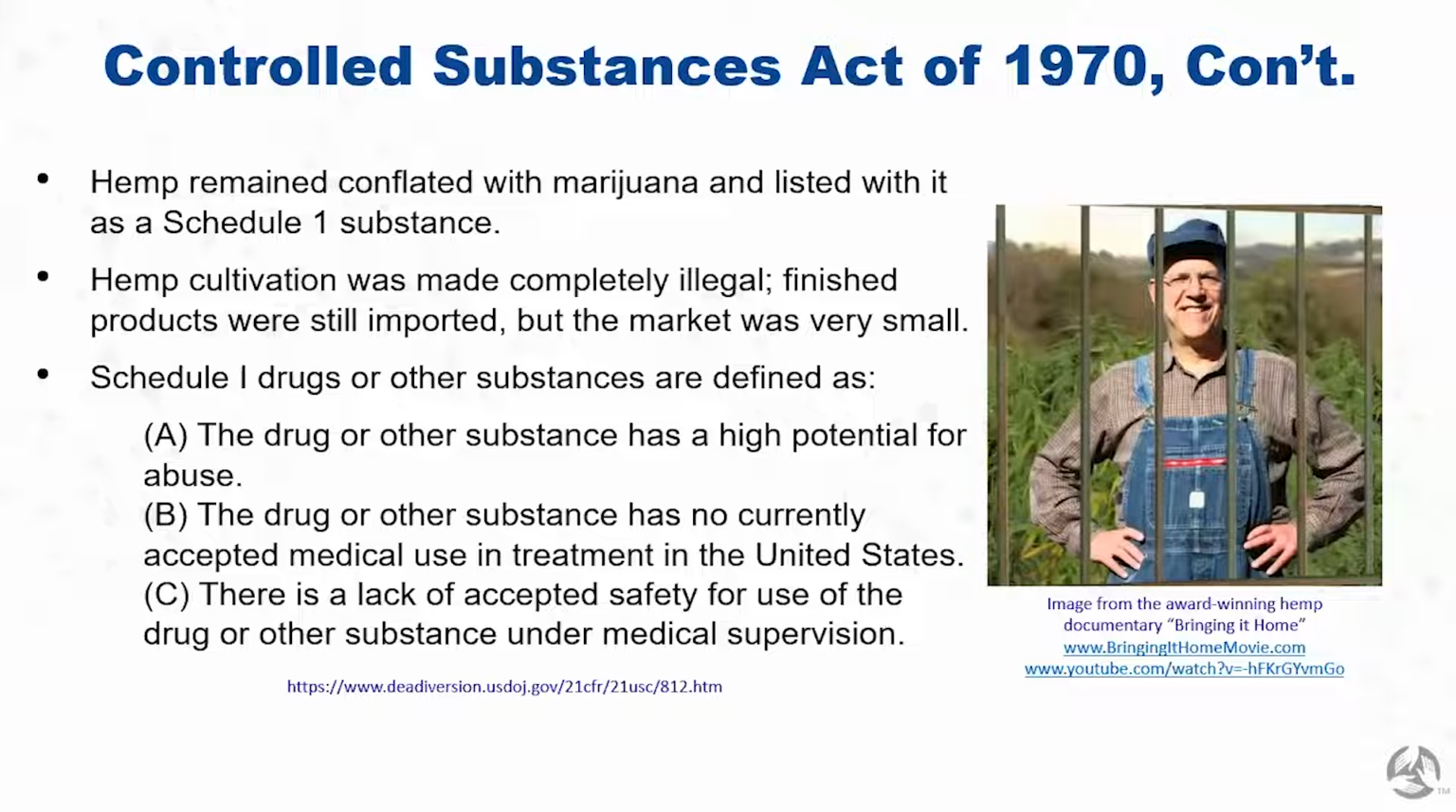I want you to know what it means to be placed on Schedule 1. And this is the law as it sits today. Schedule 1 drugs are substances defined as drugs that have a high potential for abuse, drugs or other substances that have no currently accepted medical use in treatment in the United States, and substances for which there is a lack of accepted safety for use of the drug or other substance under medical supervision.